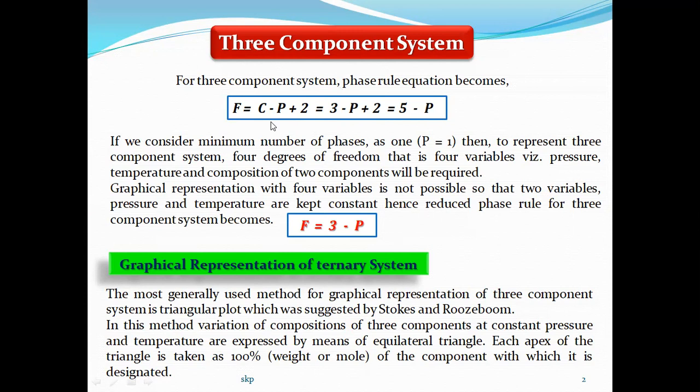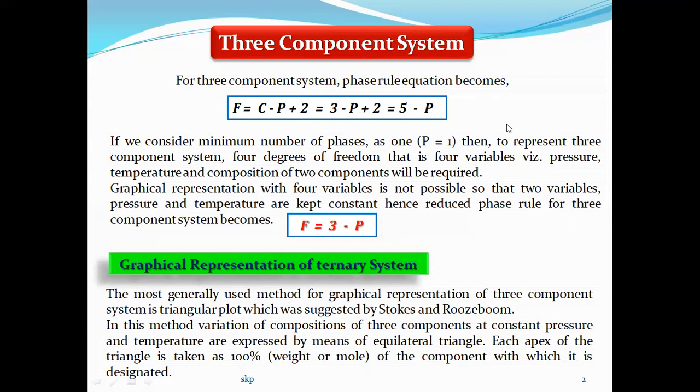As in this system, three components are present, the modified phase equation for degrees of freedom will be F is equal to 5 minus P. If we consider the minimum number of phases as 1, that is P is equal to 1, then to represent a three component system, 4 degrees of freedom, that is 4 variables like pressure, temperature, and composition of two components, will be required. But graphical representation with 4 variables is quite impossible.